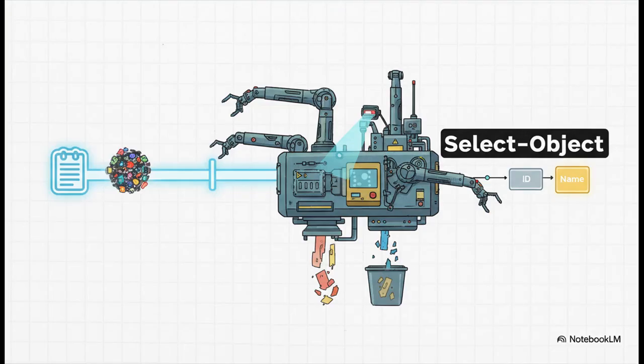But wait, the Notepad process still has a ton of information attached to it that we don't care about. So we just add another pipeline, another conveyor belt, and send our filtered results to the final station, Select-Object. This station's job is super simple. Just pick out the specific details we asked for, just the process ID and its name.